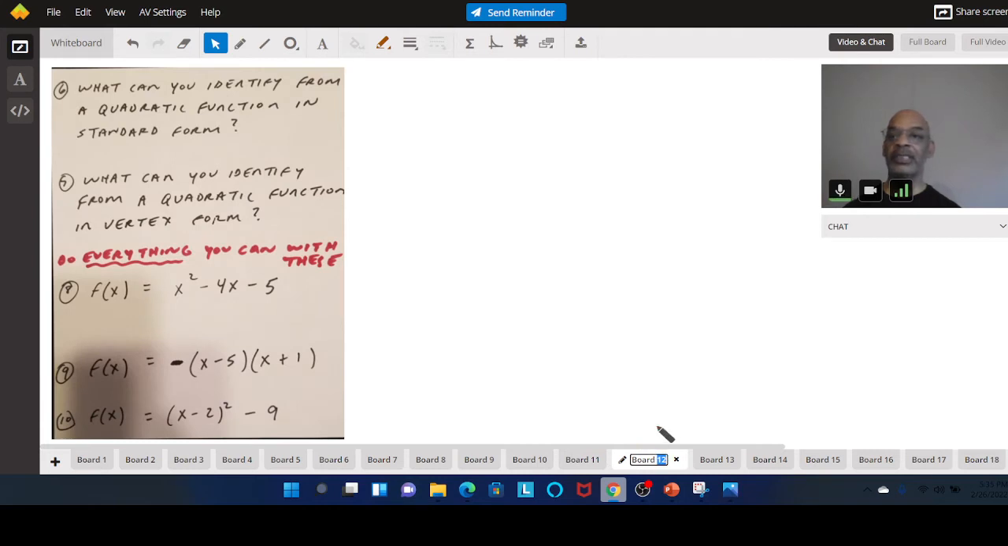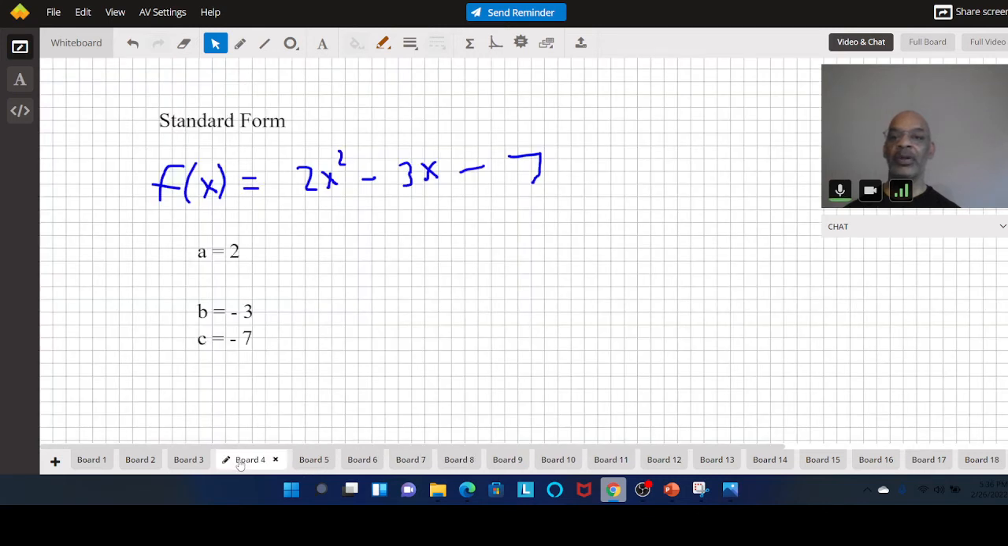That's 1 through 6. Uh-oh, numbering problem. This will actually be 7, 8, 9, 10, and 11. All right. What can you identify from a quadratic function in standard form? Let's go back to standard form. We can identify the a, b, and c. We can identify the y-intercept, which equals negative 7, so it's the c value. The ordered pair will be (0, negative 7).